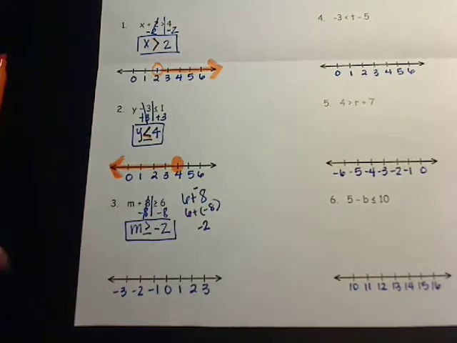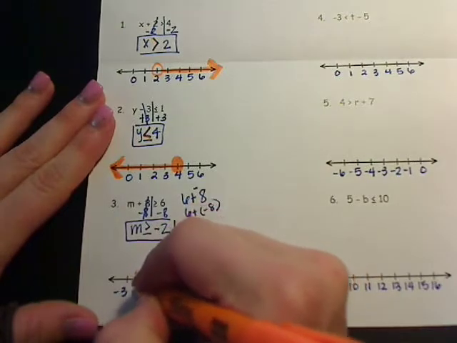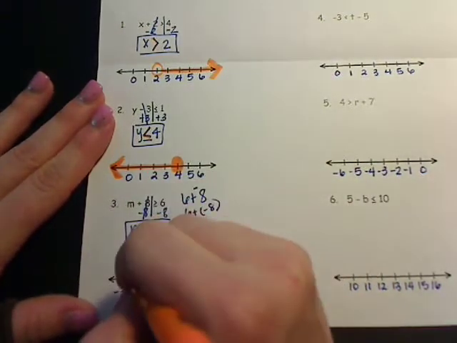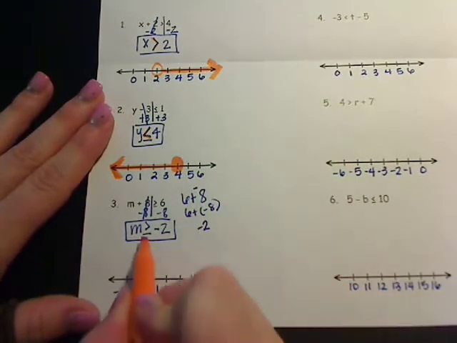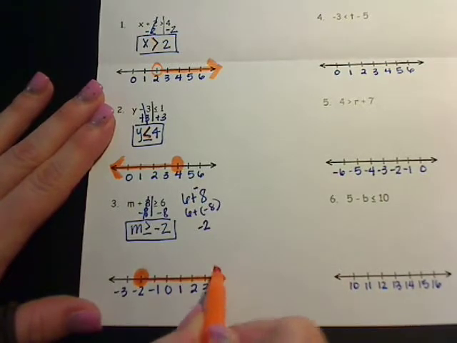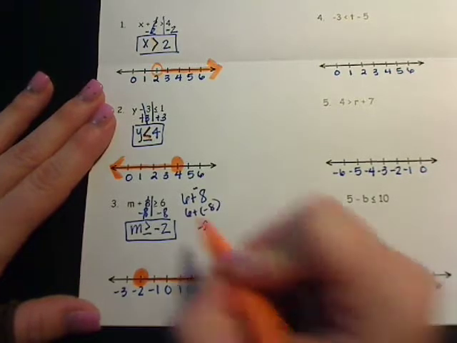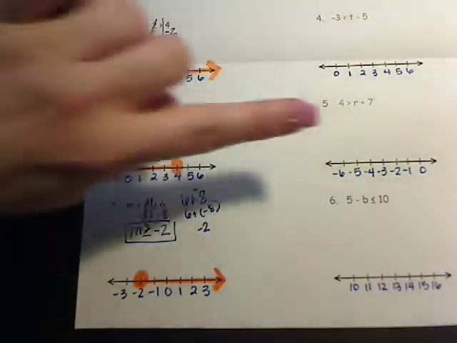All right, let's go ahead and graph this. So I'm going to have a circle on negative 2, and I want everything greater than or equal to negative 2. Since it could equal negative 2, I'm going to close it in. And I want everything greater than that, so that's to the right on a number line. All these numbers are greater than negative 2. Remember, your arrow should match your symbol because they both point the same direction.